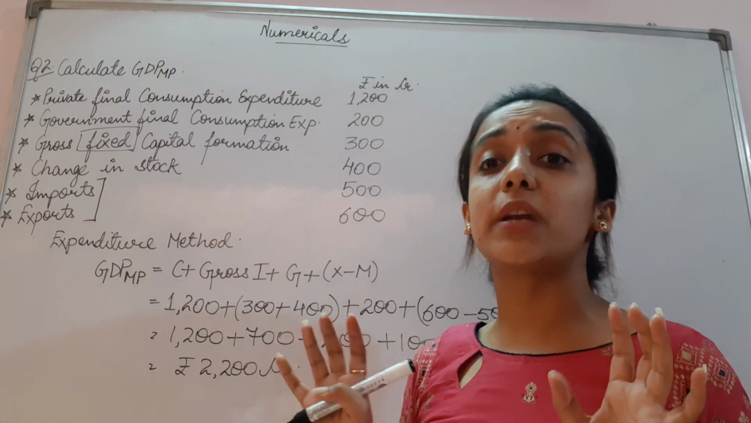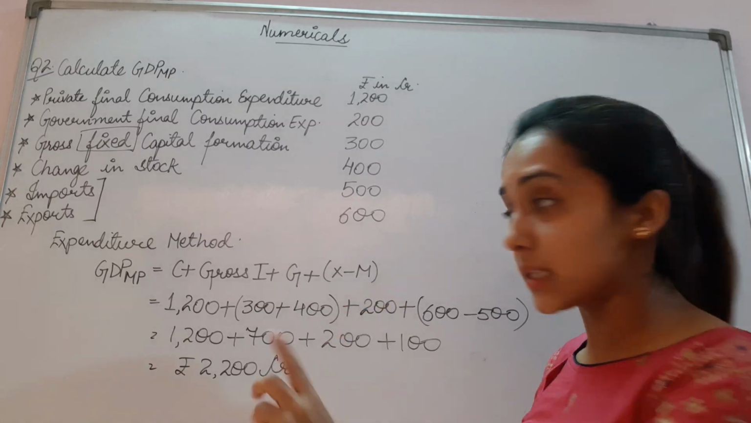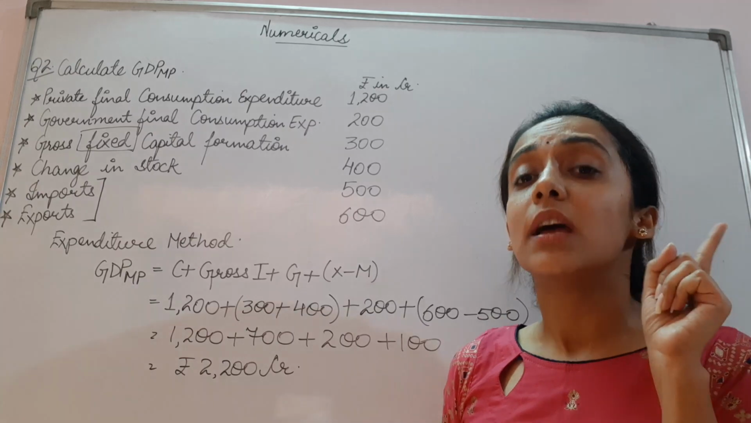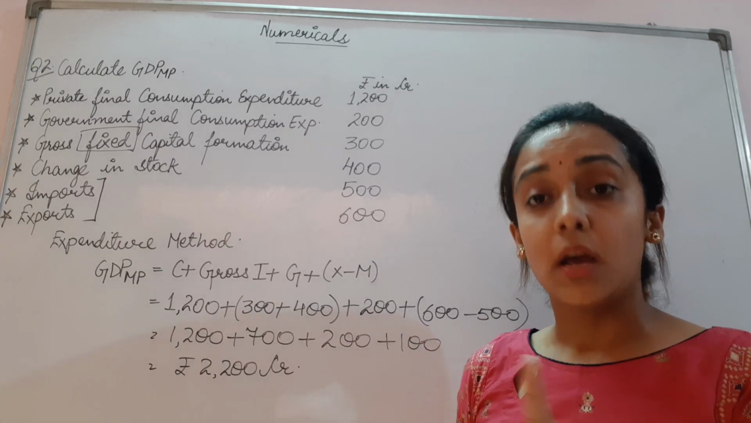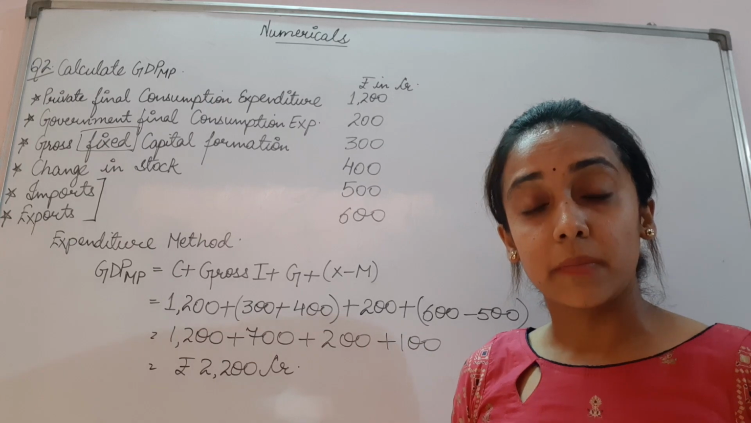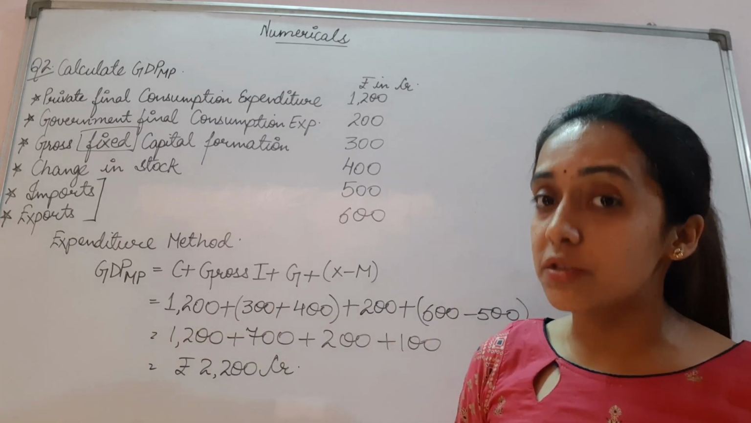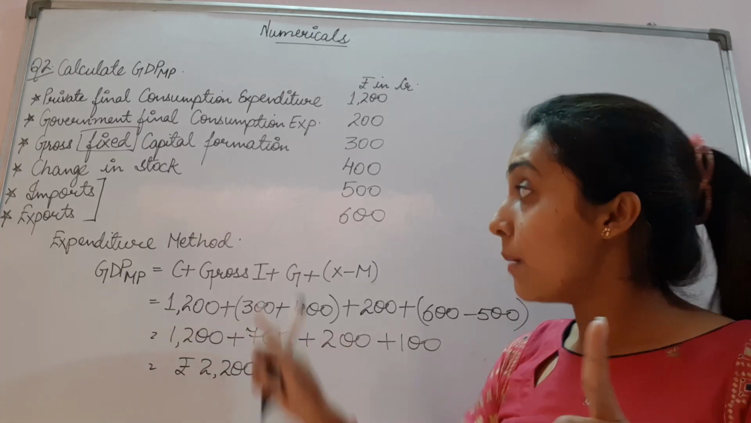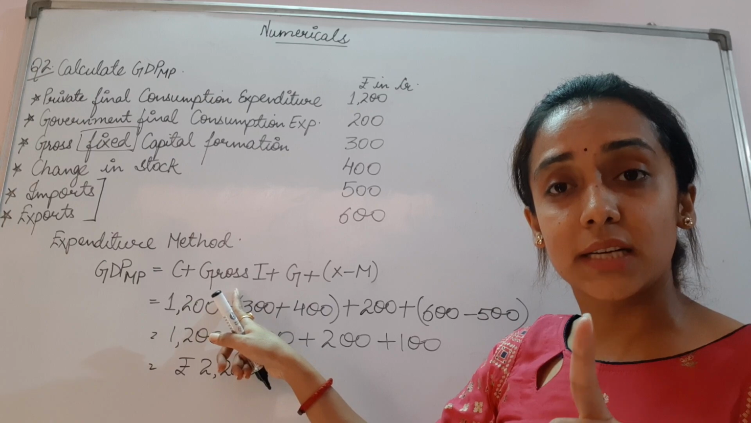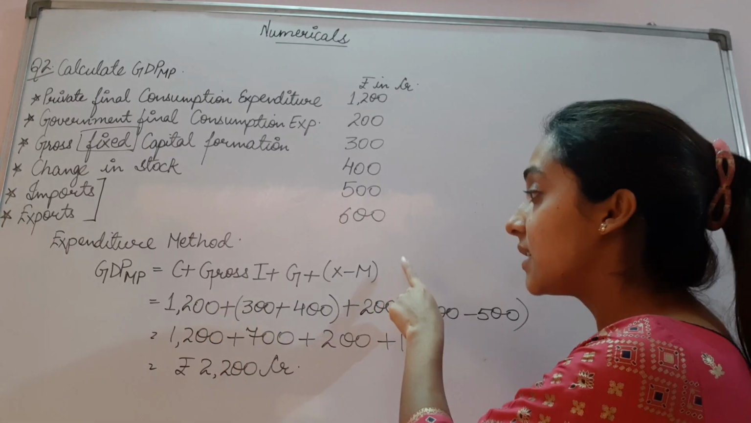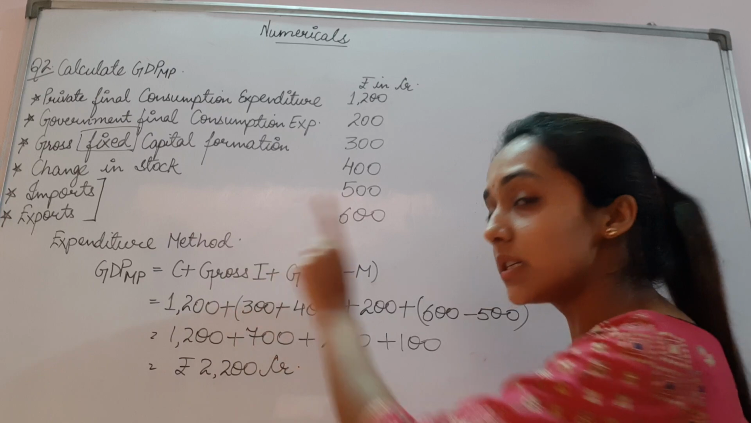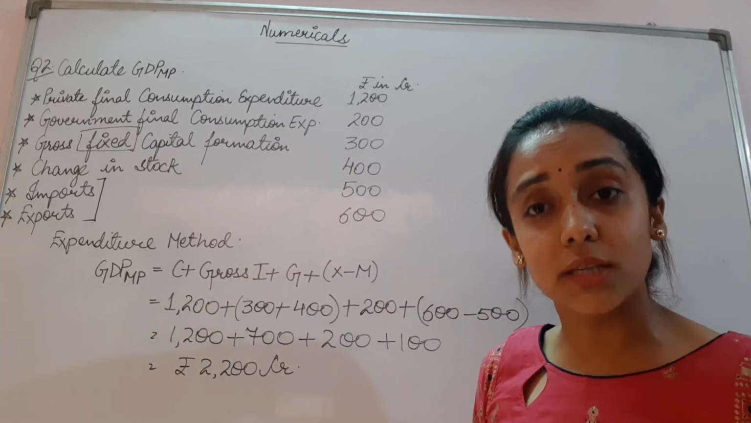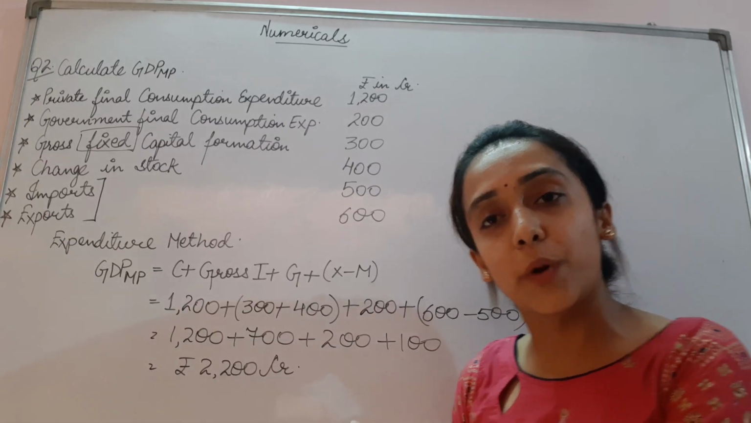The main thing: private final consumption expenditure is given directly. Government final consumption expenditure is given directly most of the times. But gross I, please remember, whenever the word fixed is given, that is gross fixed capital formation or net fixed capital formation, first you have to add change in stock. And second thing, if it is given in net but you need it in the form of gross, then please add depreciation in the formula itself to make it gross, because here we are calculating GDP at MP, that is gross domestic product at market price.